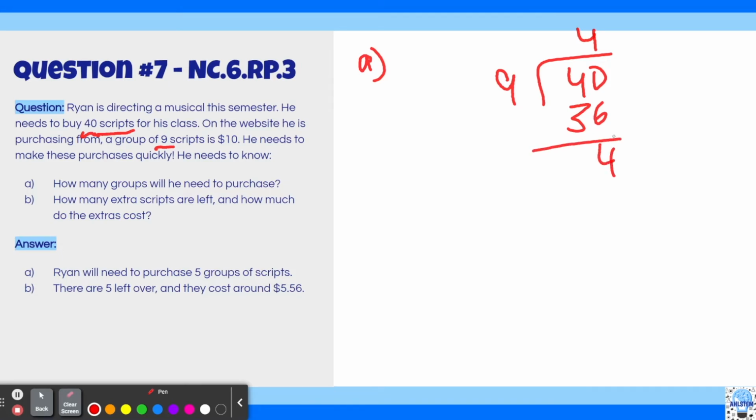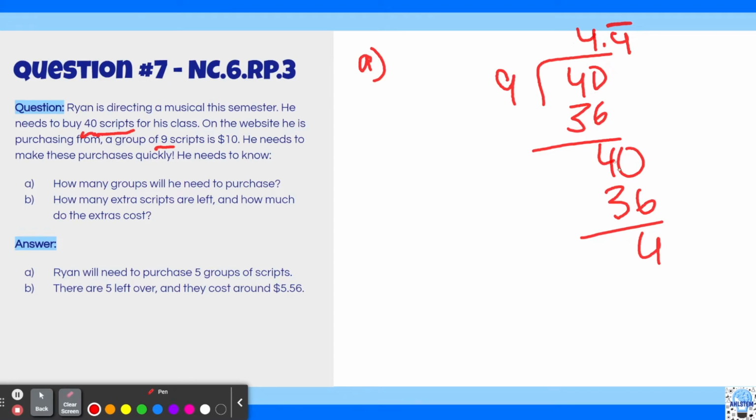Ooh, and we have 4 left over. Yikes, poor people won't get a script. Hold on. We know how to decimal divide, don't we? How many times can 9 go into 40? Again, 4. And this is going to go on forever. So it's going to be 4.4 repeating.